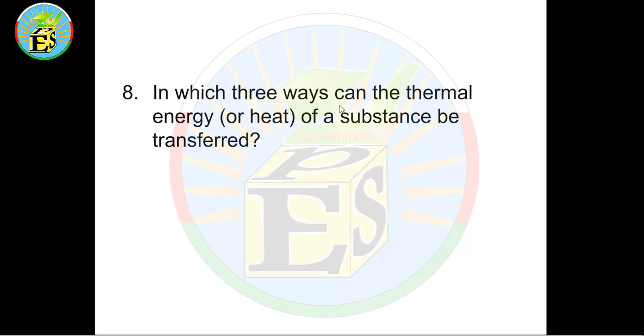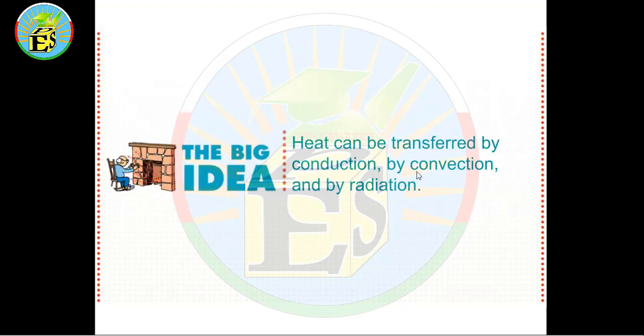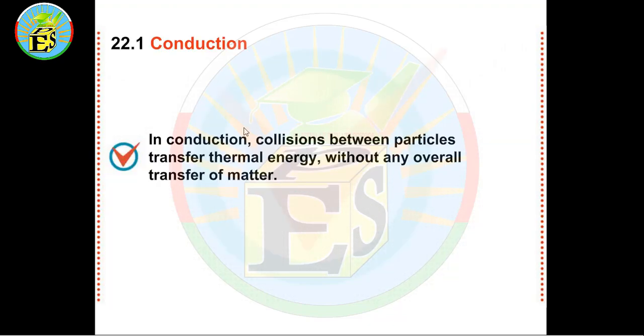In which three ways can the thermal energy or heat of substances be transferred? The big idea: heat can be transferred by conduction, convection, and radiation. We have three ways. But in conduction, collisions between particles transfer thermal energy without any overall transfer of matter. Just transfer energy, not matter.